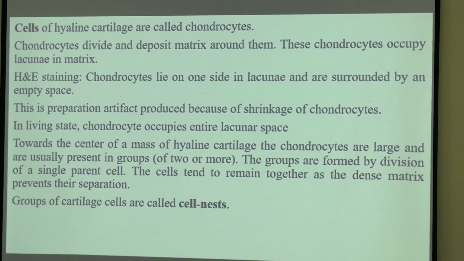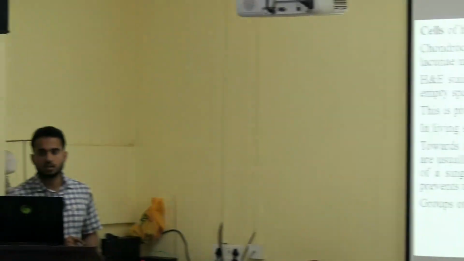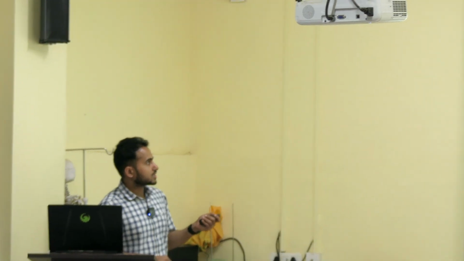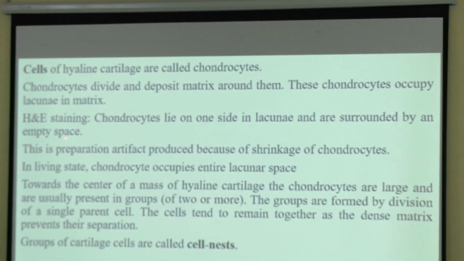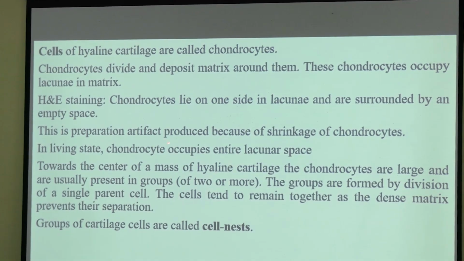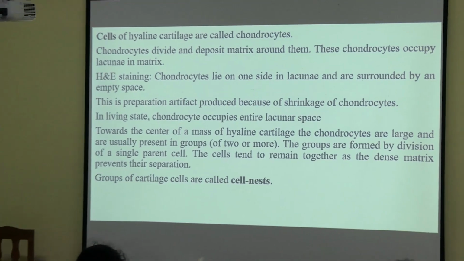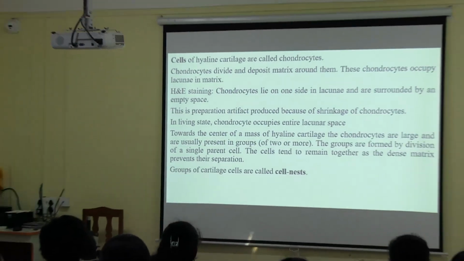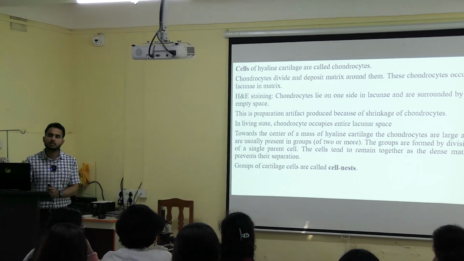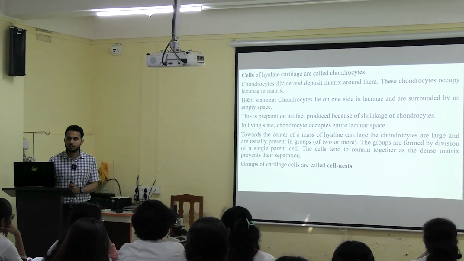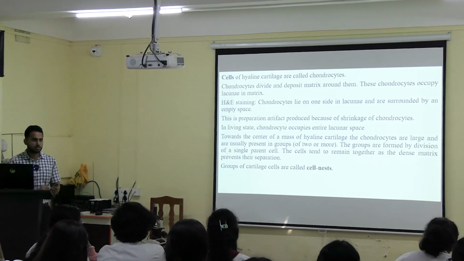Next, cells of the cartilage. So as I said, chondrocytes are there. Now they divide and deposit matrix around them. The chondrocytes occupy the lacuna in the matrix. So where these chondrocytes are present, they are present in the lacuna of the matrix. Now chondrocytes lie on the side of the lacuna surrounded by empty space. Now on the preparation, the shrinking of the chondrocytes takes place. That's why you can see some areas are empty inside the lacuna when the slide is prepared. But actually in the living tissue, spaces are not there. It is completely occupied by the chondrocytes.